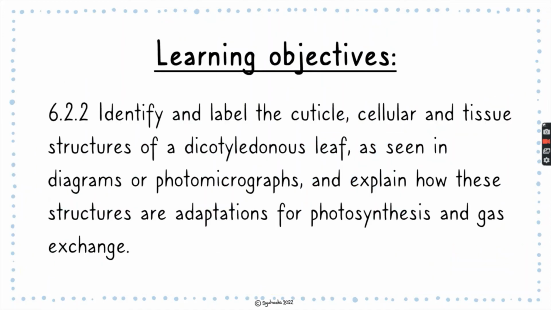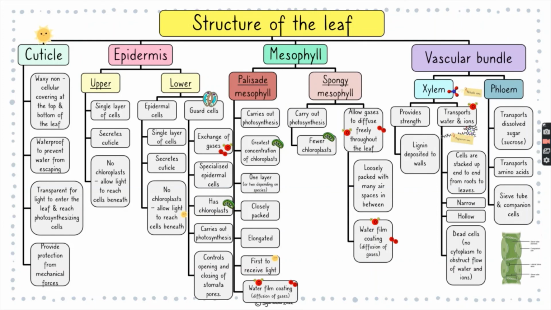And now we're looking at this learning objective, and let's do a recap of basically this whole part, which is the structure of the leaf tissues. So at first we looked at the cuticle, and it is this waxy, non-cellular covering at the top and the bottom of the leaf. It is waterproof and transparent so that light can pass through, and it also provides protection from mechanical forces. Epidermal layer, you have an upper and lower. The upper epidermis is a single layer of cells. They secrete the cuticle, and they don't have any chloroplasts so that they can allow light to enter the cells beneath it.